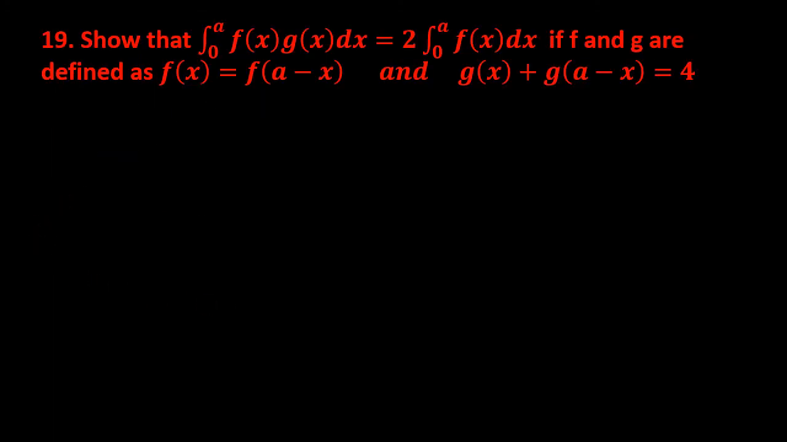Now let me solve question number 19. So this is the question. It looks very complicated, but it is very simple. So using this f(x) equals to f of a minus x and g(x) plus g of a minus x equals to 4, we have to show that integration from 0 to a f(x) g(x) dx equals to 2 integration from 0 to a f(x) dx. So we start from the left hand side. So let I equals to integration from 0 to a f(x) g(x) dx. So let this be equation number 1.